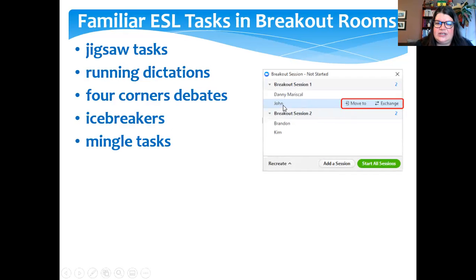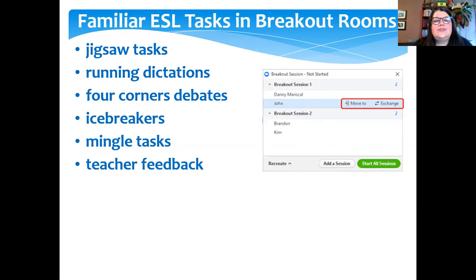So Danny and John were paired, and Brandon and Kim were paired, and I'm going to move John here with Kim, and Brandon's going to go to my group 3 or whatever, that sort of thing, or I can just exchange. So by learning the teacher controls, the breakout room controls, we can easily on a set time schedule move students from one group to another. So it's almost like your traditional speed dating task or something like that. Works really, really well.